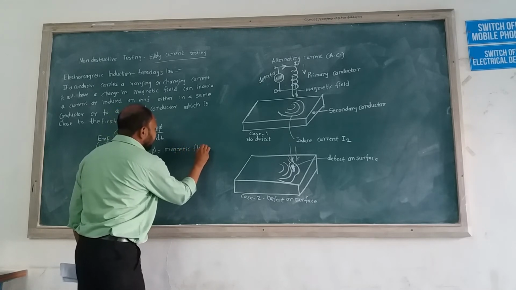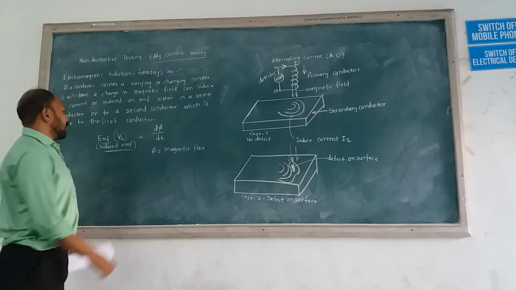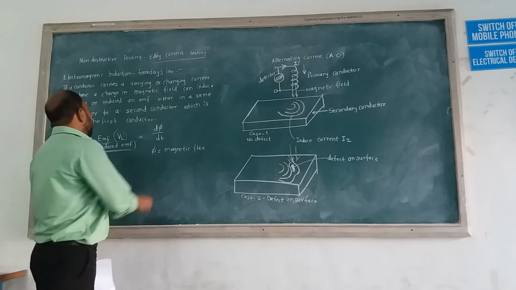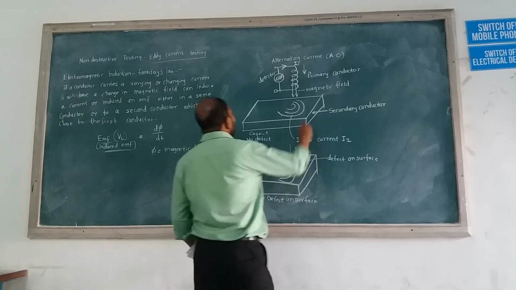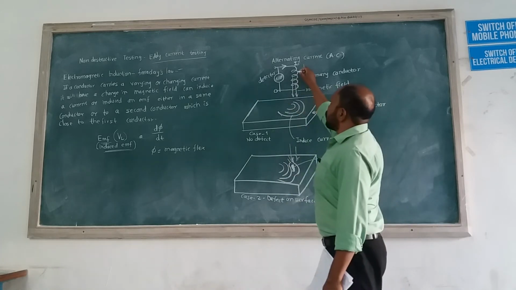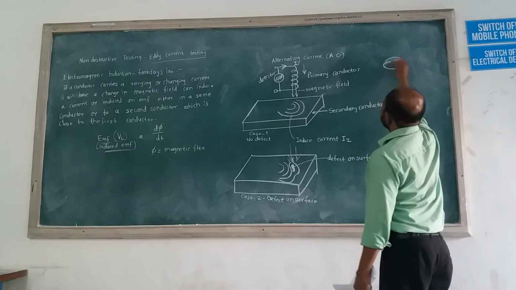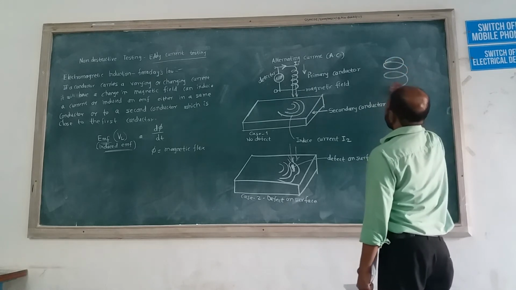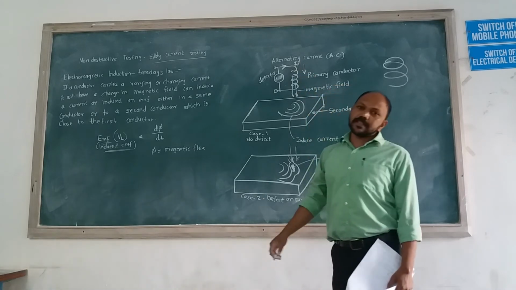Phi is magnetic flux, so this is the change in magnetic field with respect to time. Now, if we want to find out the induced EMF, then the number of coils is also important. So how many coils are there? One turn means one coil. First, second, third, like this: 1, 2, 3, 4. In this case, 4 coils are present.